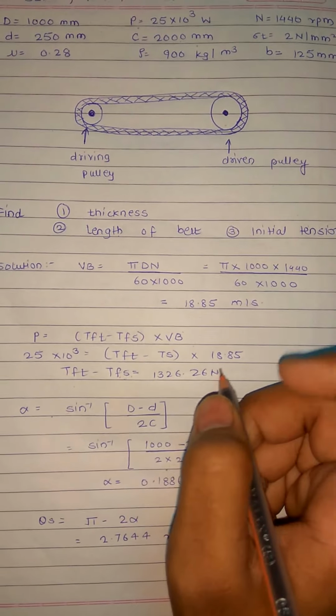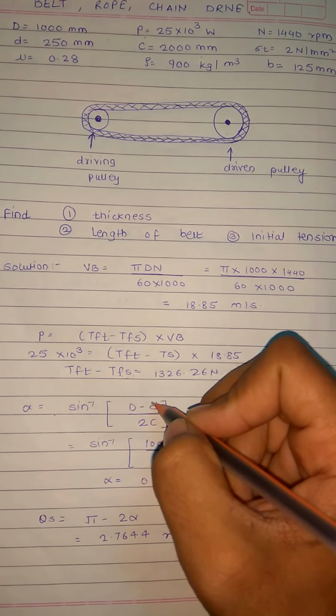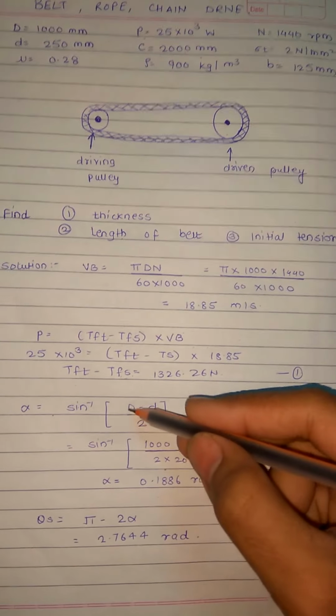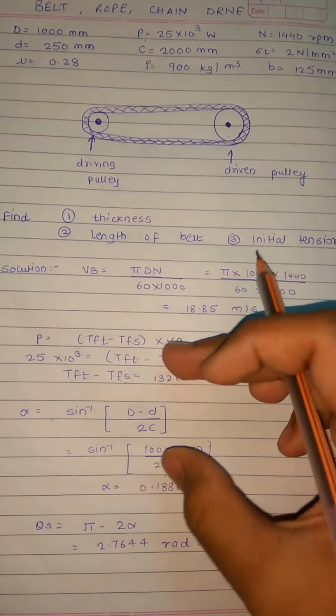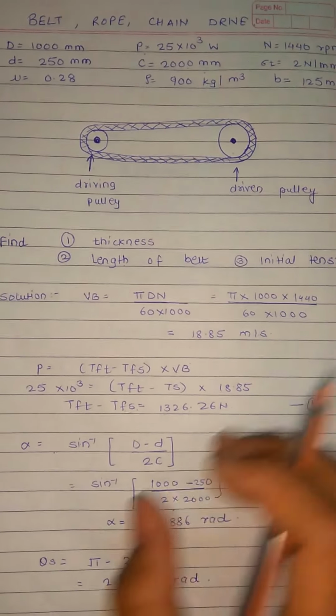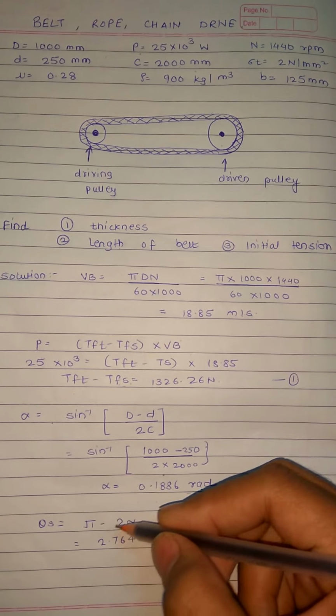Now, we need to find out the angle of contact between the belt and the pulley, that is theta. For finding out theta, we need alpha, and alpha is equal to sine inverse of capital D minus small d upon 2c. So we have been given capital D, small d, and the center distance. Put as it is, no need to convert it to meter. And remember, we have to put the calculator in radian mode because it contains a trigonometric term. We did not put the calculator in radian mode earlier because it didn't have any trigonometric term. But here sine inverse is used, so we have to convert it into radians. Therefore we convert it into radians, and theta is equal to pi minus 2 alpha.